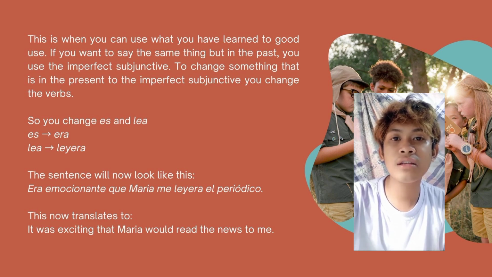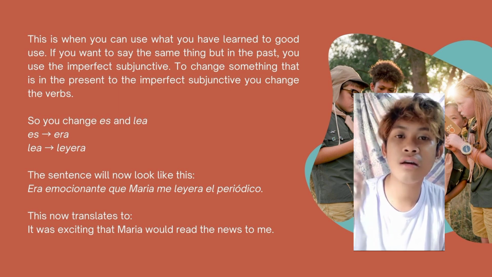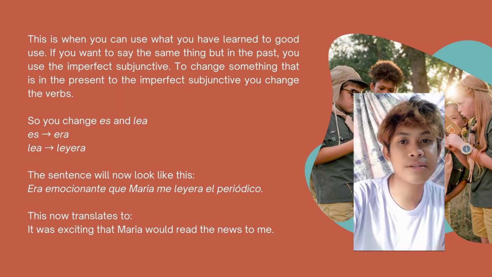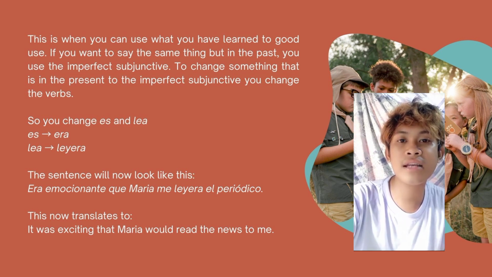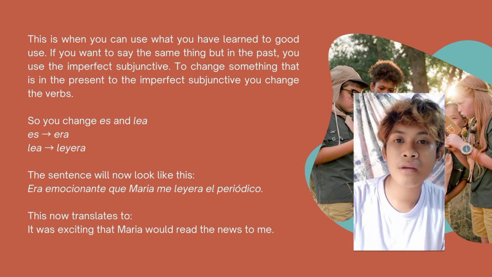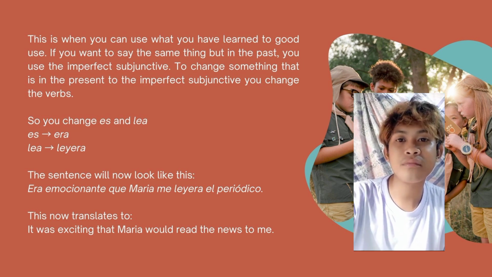If you want to say the same thing, but in the past, you use the imperfect subjunctive. To change something that is in the present to the imperfect subjunctive, you change the verbs. So you change es and lea, es to era, lea, leyera. The sentence will now look like this.